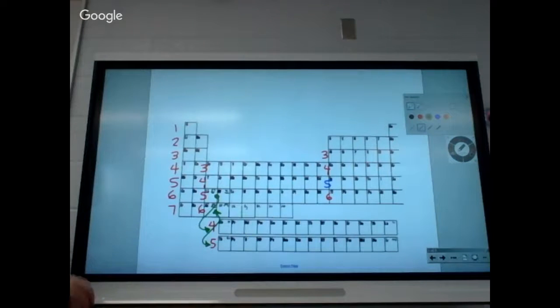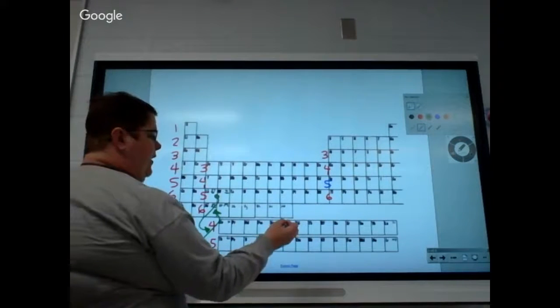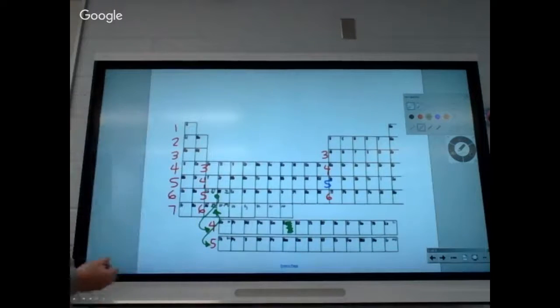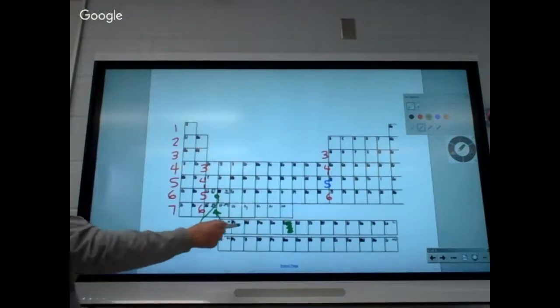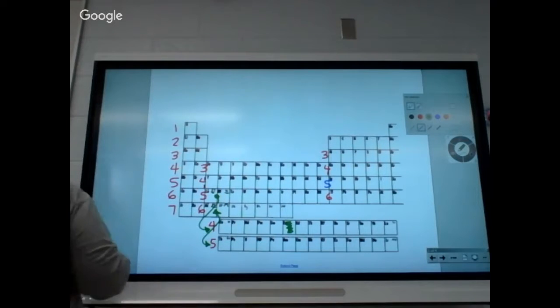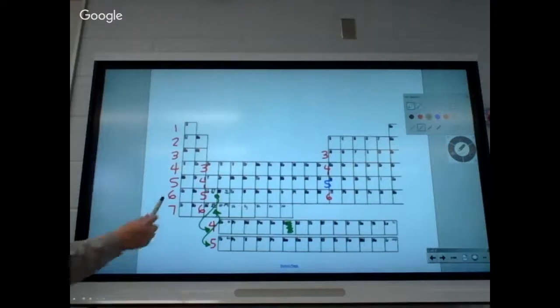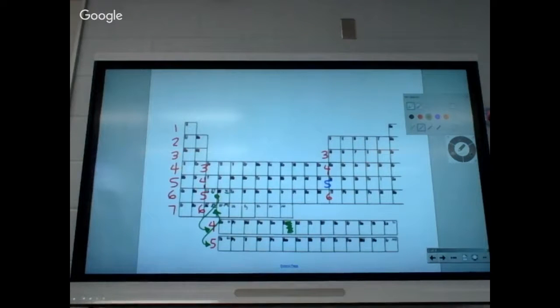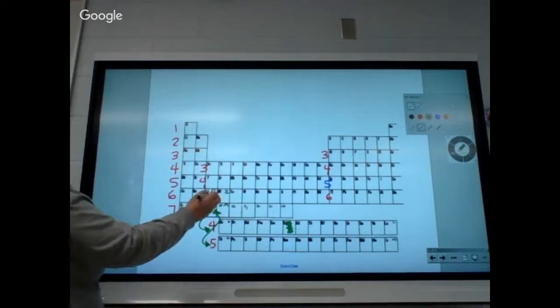So let's say that we're going to write the configuration for europium, which is this one I just colored in green. Now, this whole row sits where that green dot is. Europium has an atomic number of 63. Well, 63 sits between 57 and 72. Can we agree on that? Yeah. Okay.